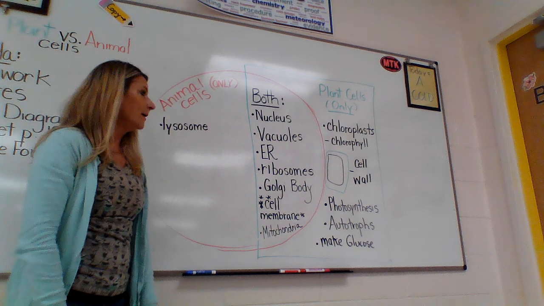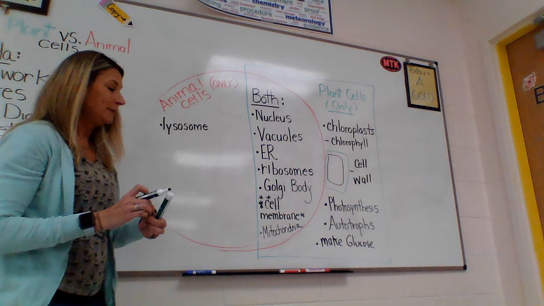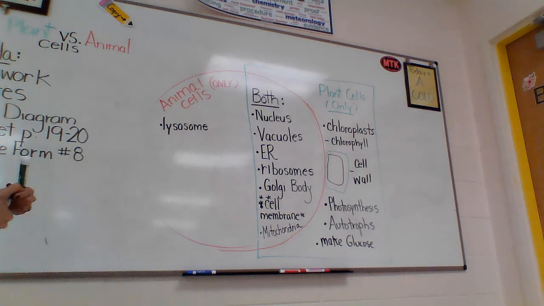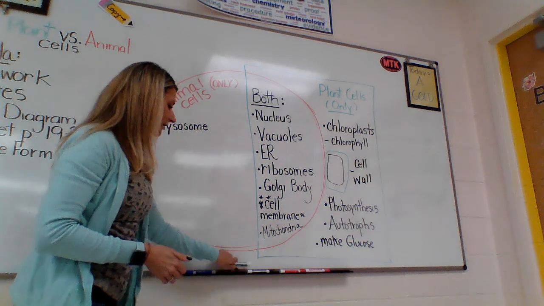We're going to make sure we can label both parts of the cell in the packet pages. Page 19, you can use the textbook, and then page 20, you can continue to use the textbook, but we're going to label the diagrams.